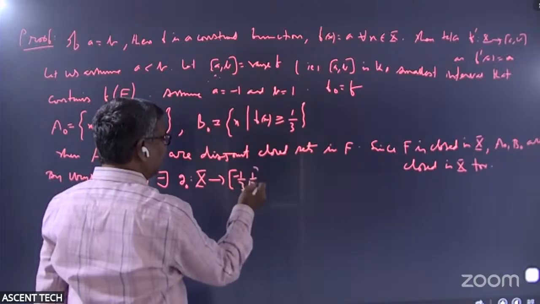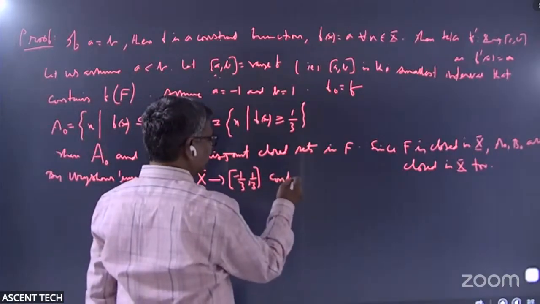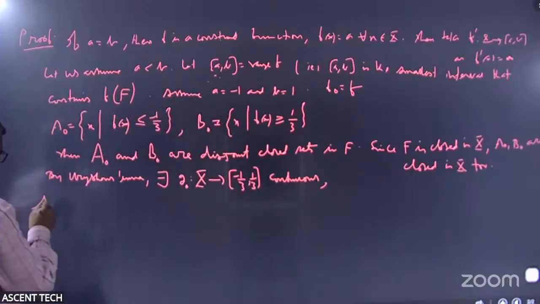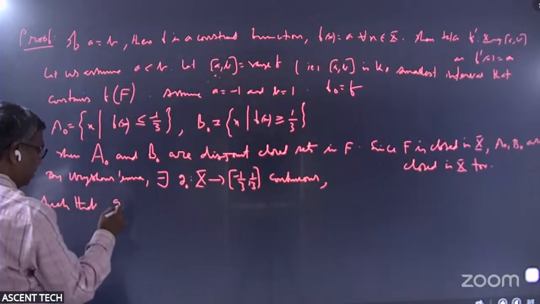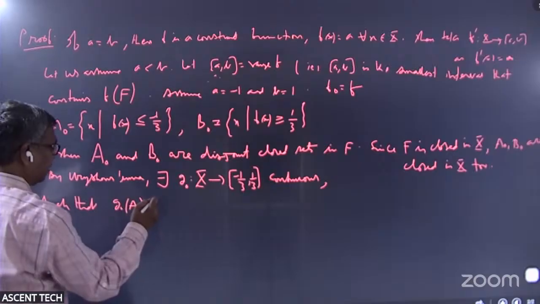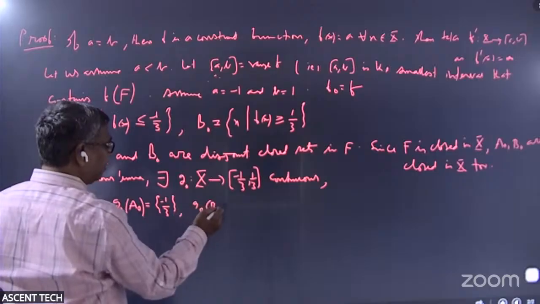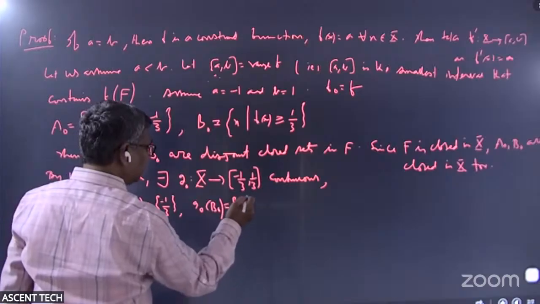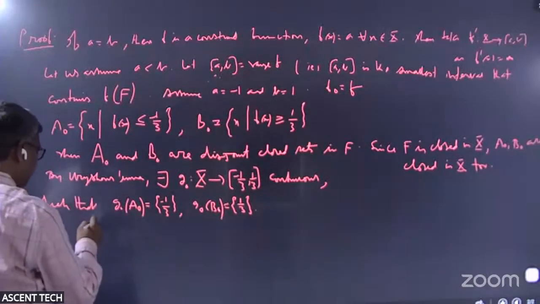I can have any a, b here. I have taken minus 1 by 3 to 1 by 3, continuous, such that g naught of A naught takes the left-hand value minus 1 by 3 and g naught of B naught takes the right-hand value 1 by 3. Is that okay, sir? Yes, sir. Very good.